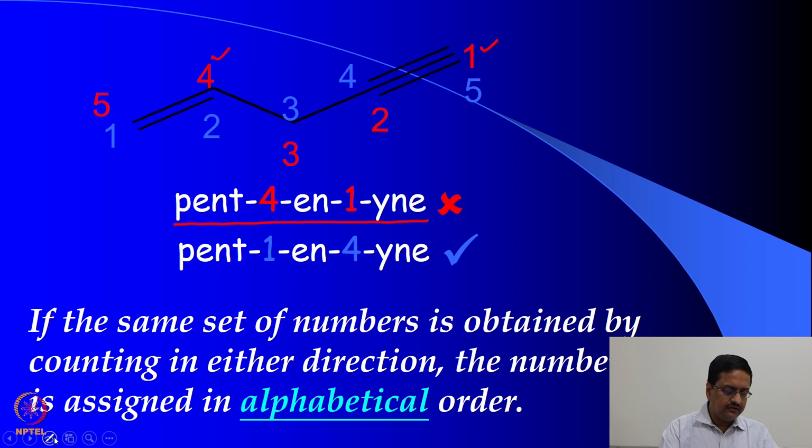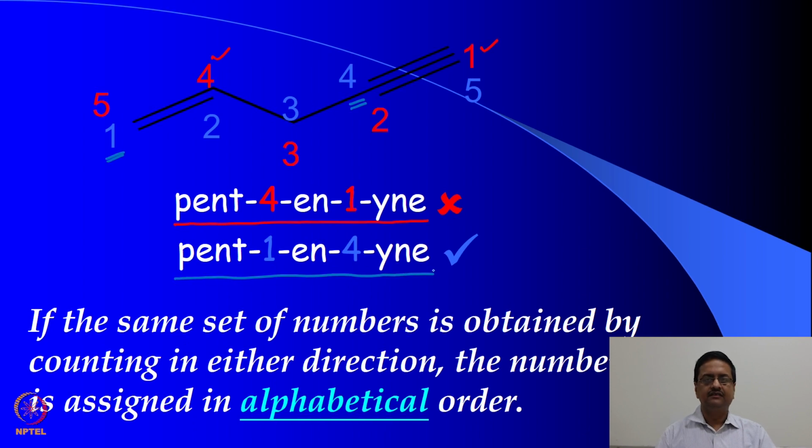Whereas, if we write it in a different way, with the double bond getting priority 2 and 1 and the triple bond getting the position 4, we can write this name by giving the double bond priority as 1 and the triple bond priority as 4, and write the name as pent-1-en-4-yne, which is the correct nomenclature that we need to know.